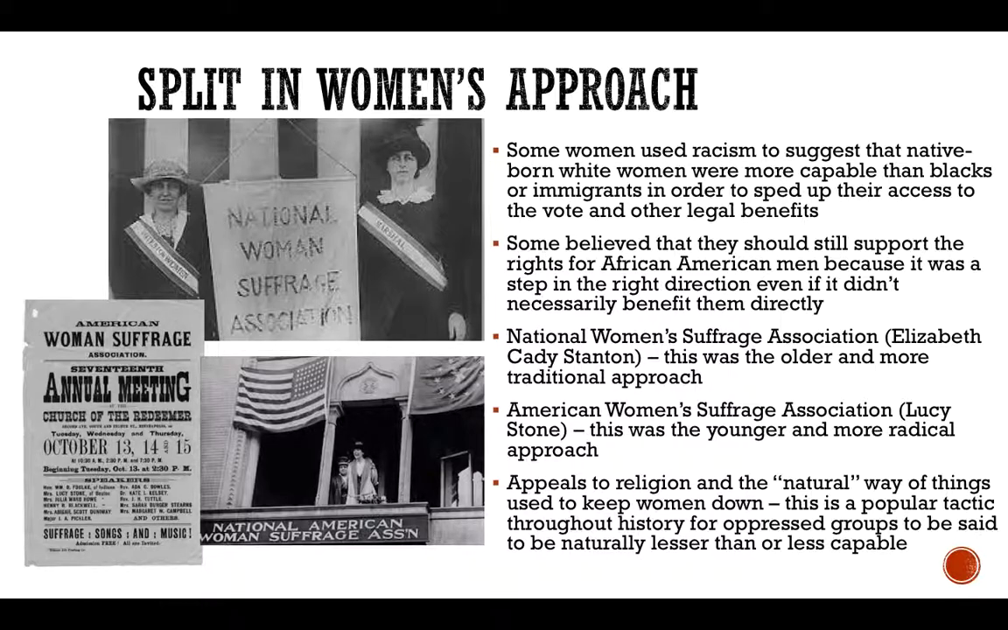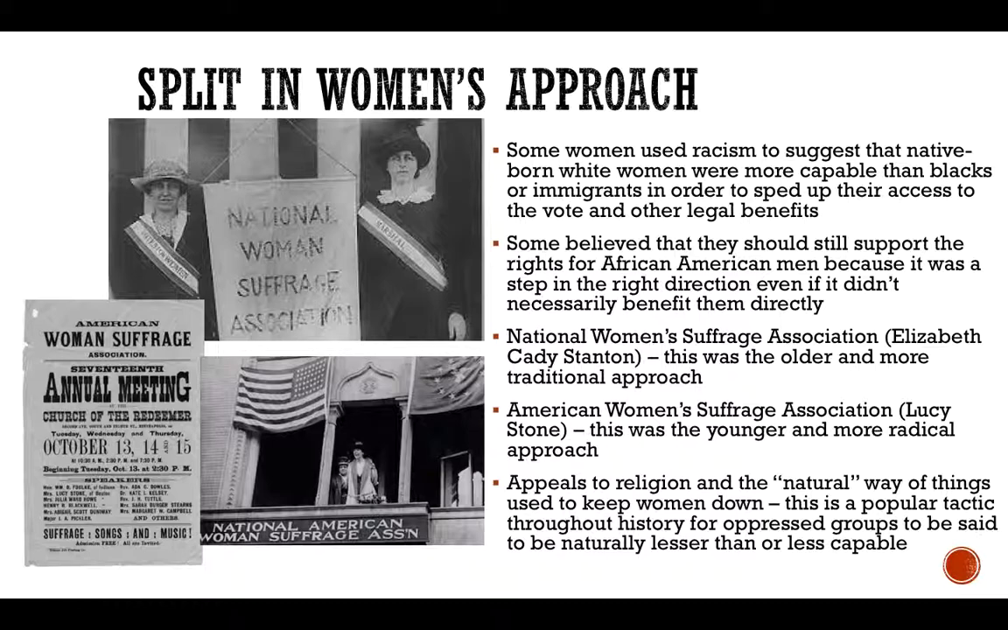The two main groups that split off were the National Women's Suffrage Association, with Elizabeth Cady Stanton as the leader. This was the older and more traditional approach. And the American Women's Suffrage Association, led by Lucy Stone, this was the younger and more radical approach.